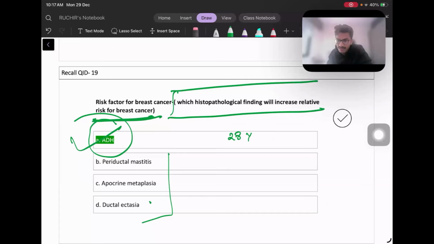Was the BIRADS 2 description given for this question? Okay, I think that was a different question. I think there were a few breast cyst or breast BIRADS related questions, so I think there is a confusion in that. Here it is pretty much straightforward that ADH is having the increased relative risk for breast cancer.